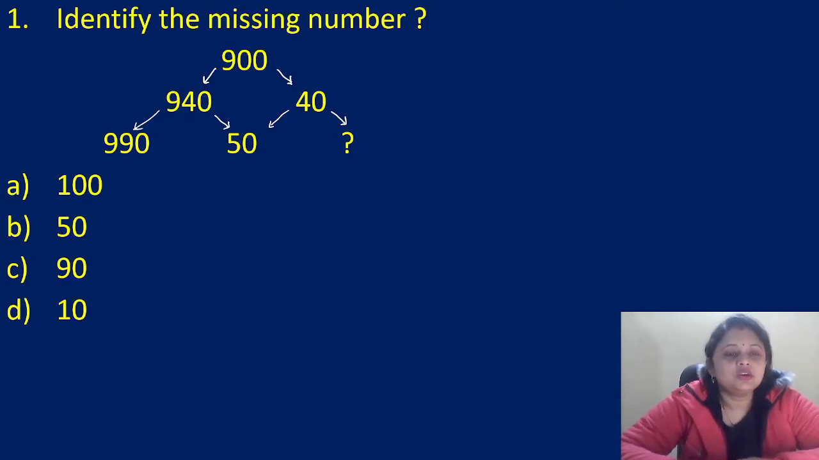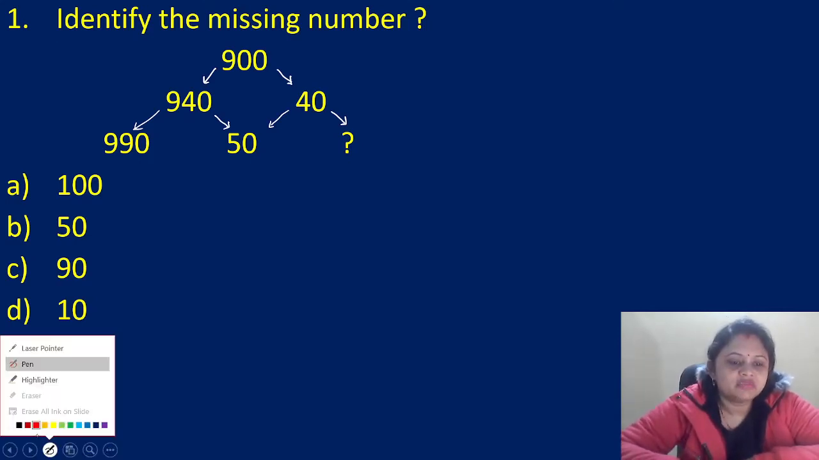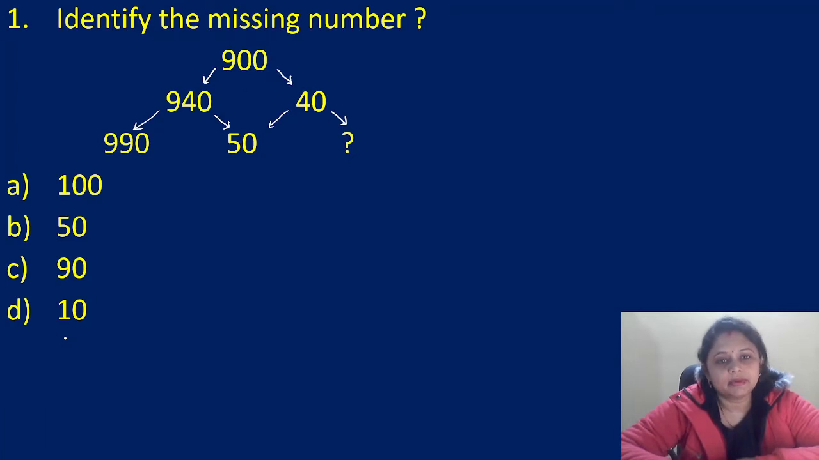So here the question number 1 is identify the missing number. Here 900 is there, then 940 and 40, then below 940, 990 and 50, then below 40, 50 and a question mark is there. So can you guess what we need to do? Here 900 is there and below 900, 940 and 40 are written. Okay. So what is the relation between them?